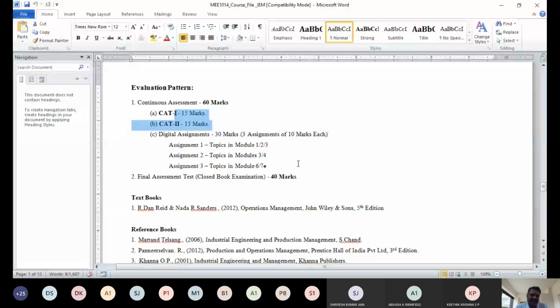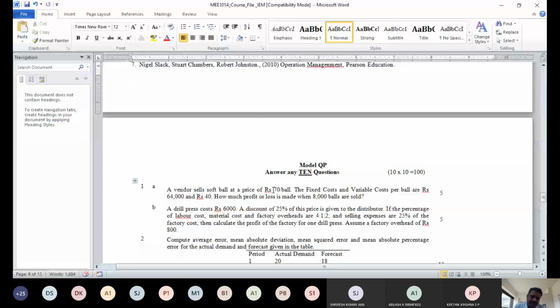The final assessment test is 40 marks. Don't pay attention to closed book or open book, because now we are in a pandemic situation and that may vary depending upon the situation. So we don't know, no commitment as of now. Whatever is the mode prescribed by the Dean Academics for the conduct, we will follow his instructions, and accordingly we will do the evaluation pattern. Final assessment is 40, and the rest are all regular. They have not changed much.